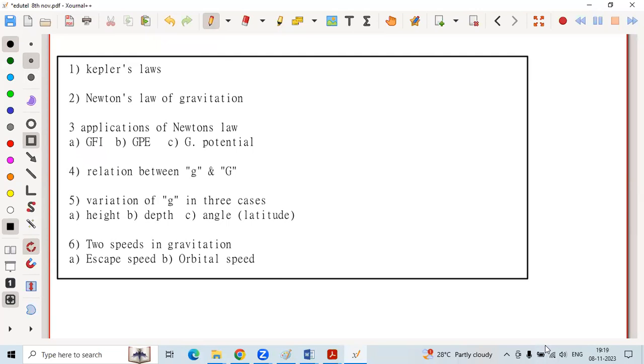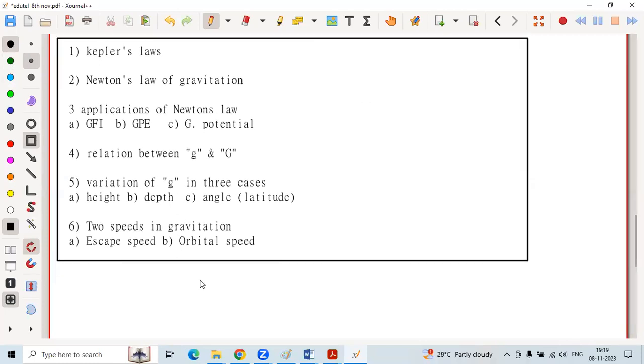So please put in effort, because for the NEET exam, a minimum of 2 questions will come. If you read these 6 points and complete them, 4% of the entire physics syllabus is finished. So without any further delay, we'll enter into Kepler's laws.